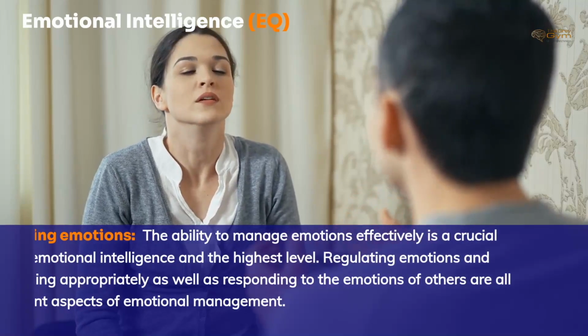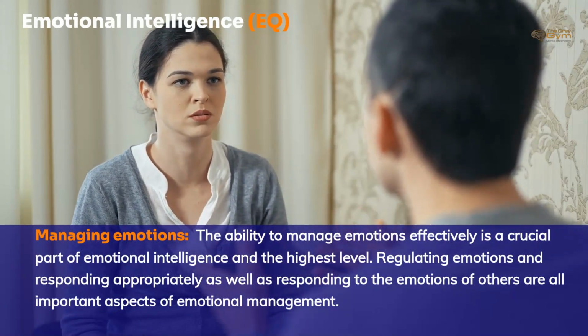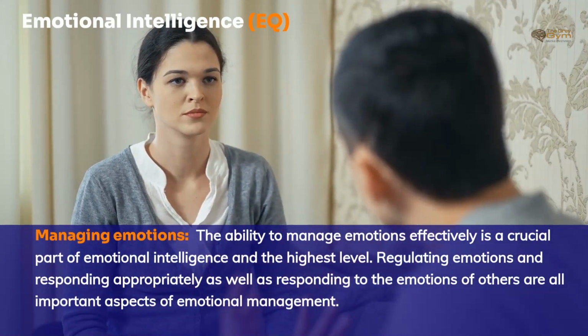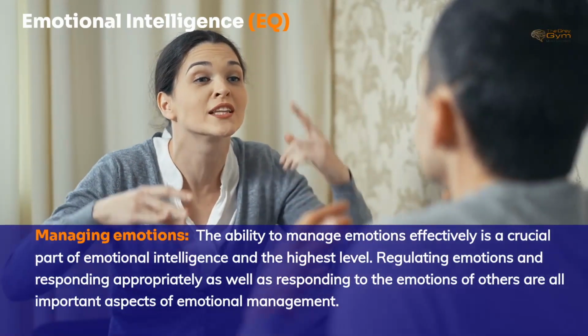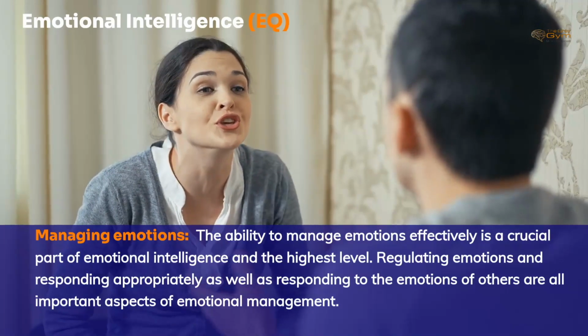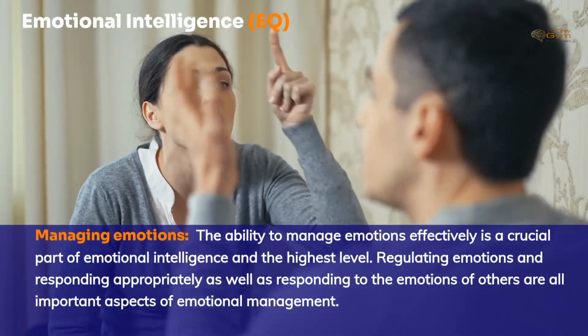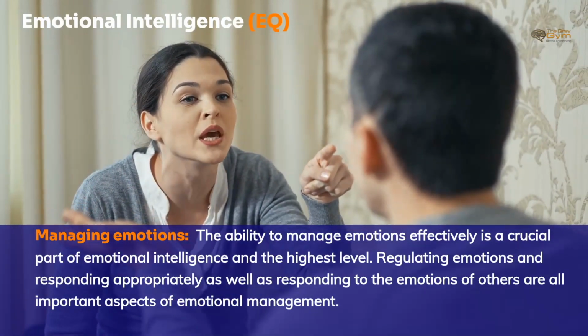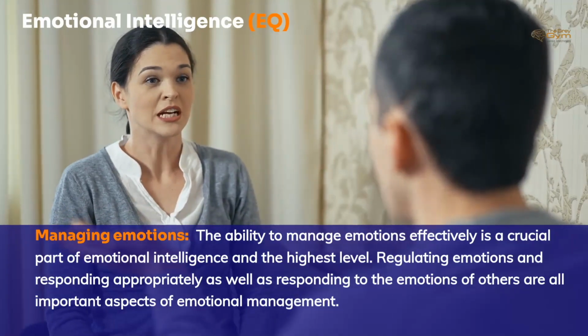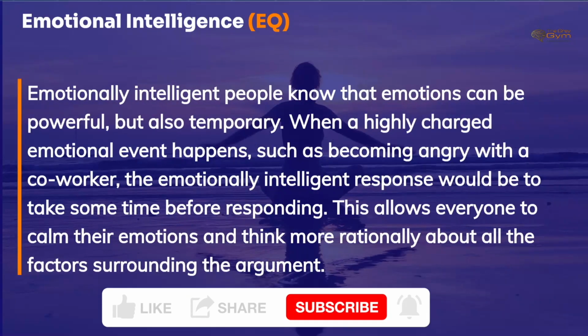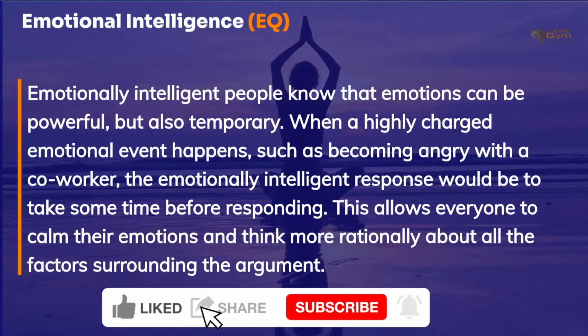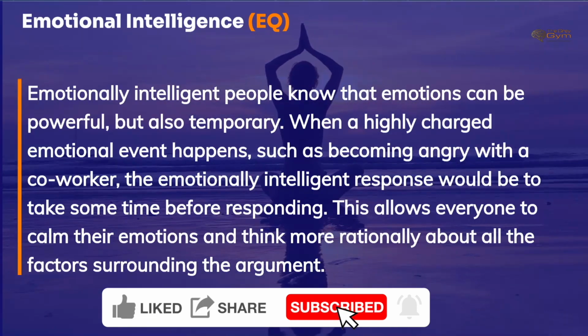Number 4, managing emotions. The ability to manage emotions effectively is a crucial part of emotional intelligence. Regulating emotions and responding appropriately, as well as responding to the emotions of others, are all important aspects of emotional intelligence. Emotionally intelligent people know that emotions can be powerful but also temporary.